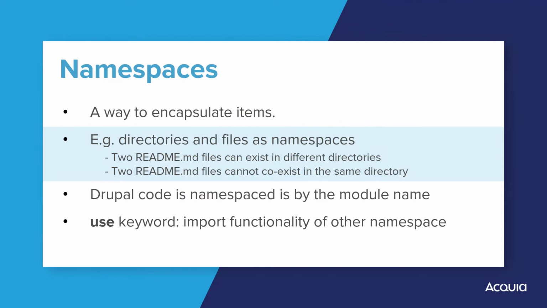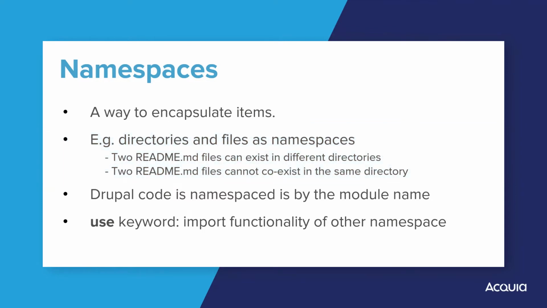As a concrete example, the file readme.md can exist in both the directory modules/contrib/token and in the directory modules/contrib/devel. But two copies of readme.md cannot coexist in the same directory. In addition, to access the readme.md file outside of the modules contrib token directory, we must prepend the directory name to the file name using the directory separator to get module/contrib/token/readme.md. The same principle applies to namespaces in the programming world.